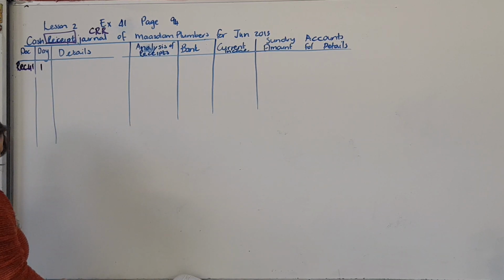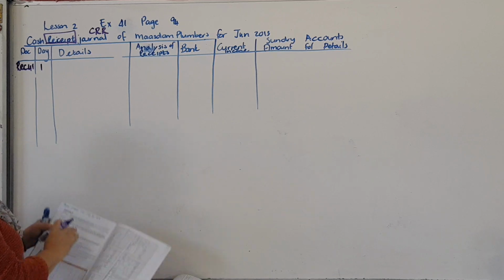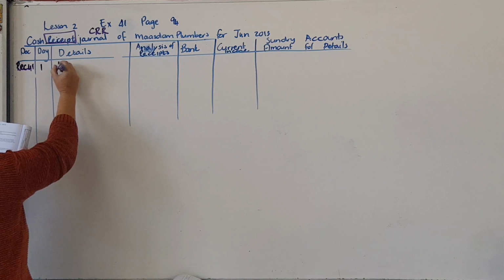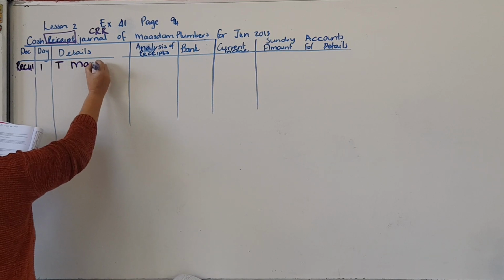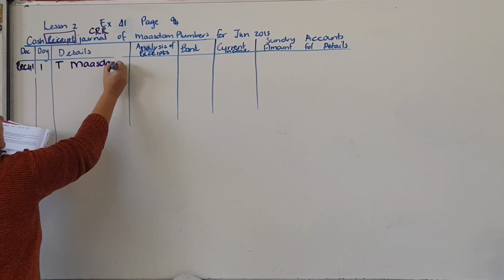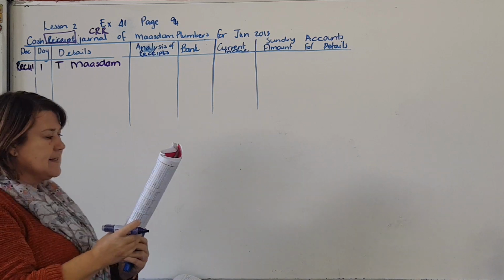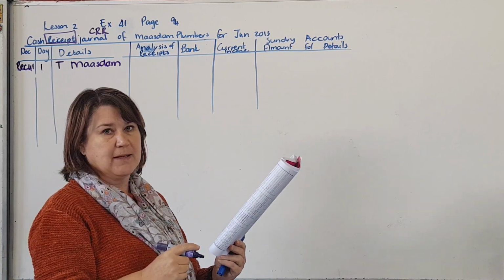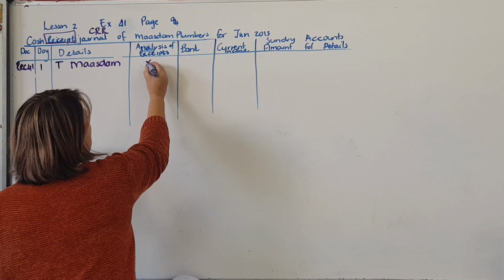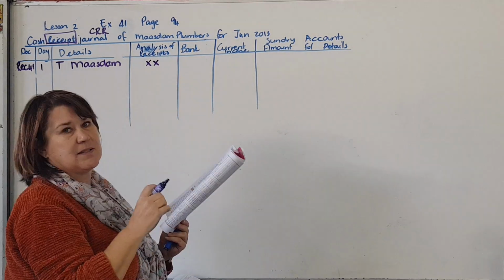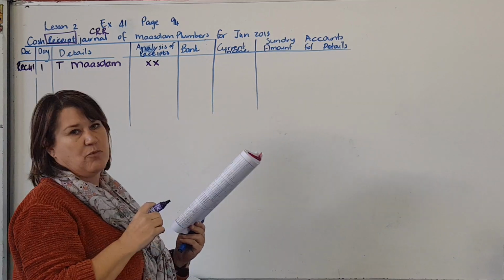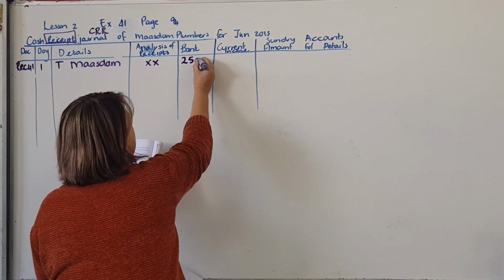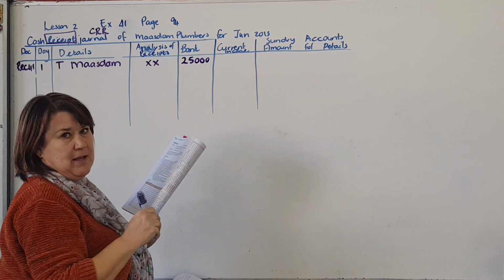We have received money from the owner, and under information the owner's name is T. Marston. Now, very important, in this sentence it said the owner deposited the money into the bank account. So then you won't write that amount in your analysis column. That amount, 25,000, will go directly into your bank account.